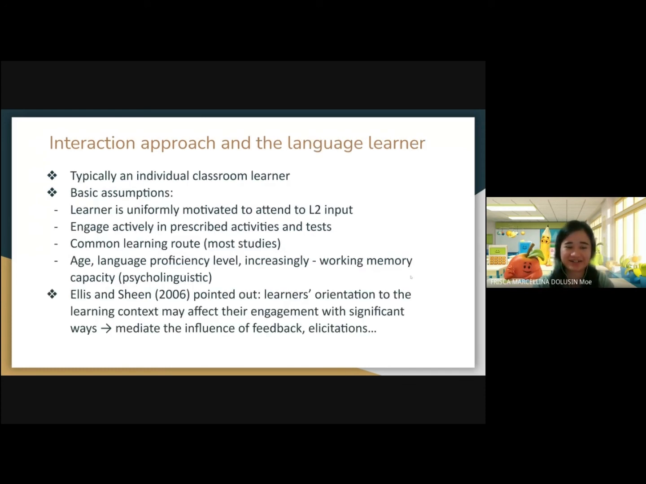In the interaction approach's view of the language learner, they are typically an individual classroom learner. They have this basic assumption that the learner is uniformly motivated to attend to second language input, and should engage actively in prescribed activities and tests. In most studies, the learners shared a common learning route, and they look more into the age, language proficiency level, and also the working memory capacity, the psycholinguistic aspect. At least Ellis 2006 pointed out that learners' orientation to the learning context may affect their engagement in significant ways, which is how they mediate the influence of feedback and elicitation. Okay, next.